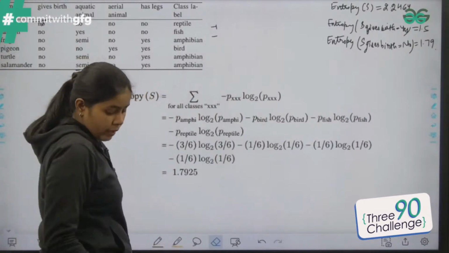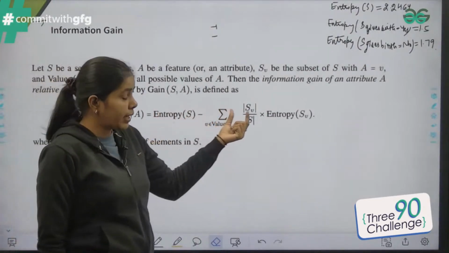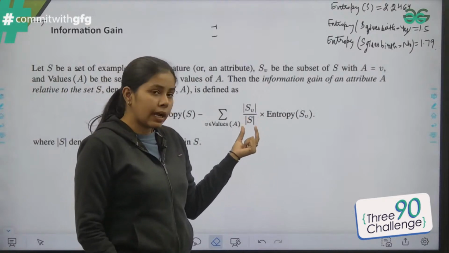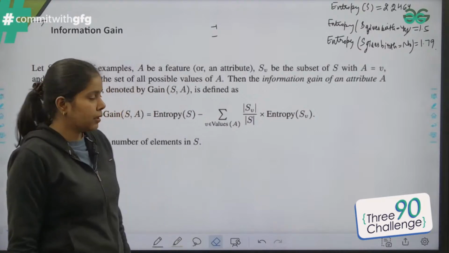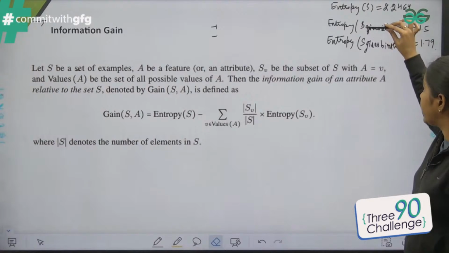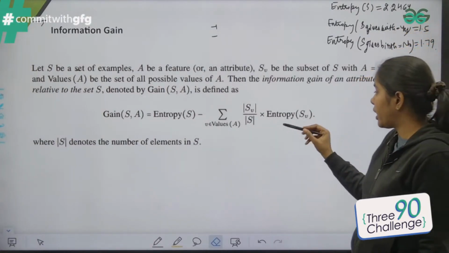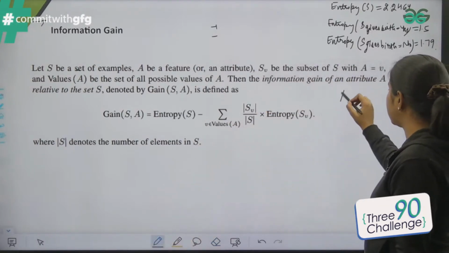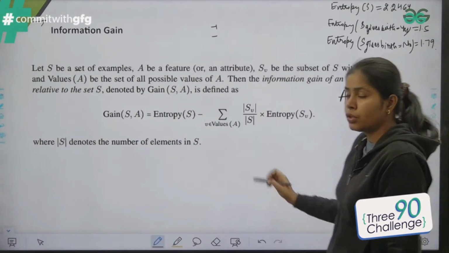So what would I do here? Let's see. Now I want to find out information gain, and information gain would be entropy of S minus the number of entries in my classes over the total number of data I have, times the entropy of that particular class, right? So what does it mean? You can see that after dividing, it gets divided into two subsets: gives birth yes and gives birth no. So this set A would become yes and no. So I get two values here.